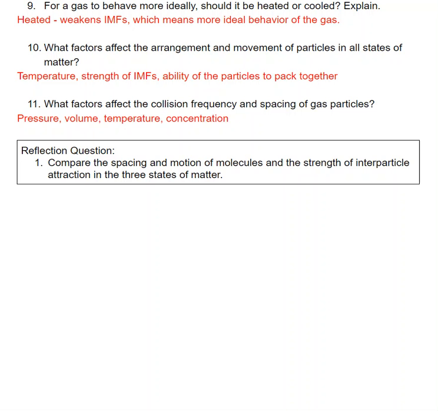What factors affect the collision frequency and spacing in gas particles? That's going to depend on pressure, volume, temperature, and concentration. How frequently are they going to collide? So the reflection question: compare the spacing and motion of molecules and strength of intermolecular interparticle attraction for all three states of matter. In our condensed states of matter, we're going to have strong interparticle attraction and less spacing and less motion than what we see in a gas.